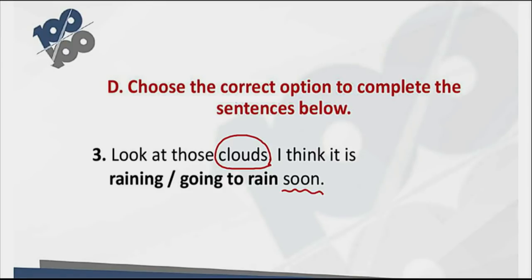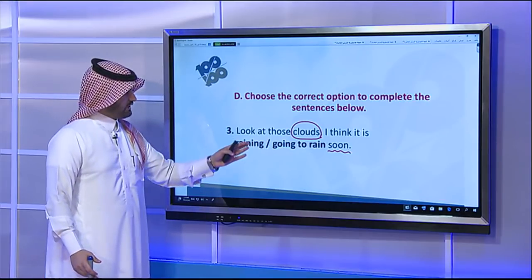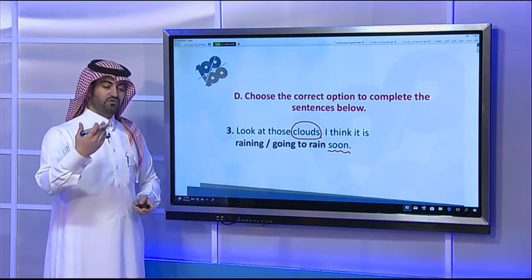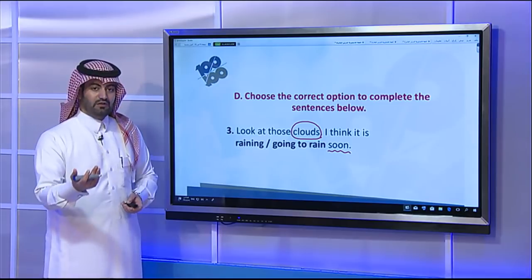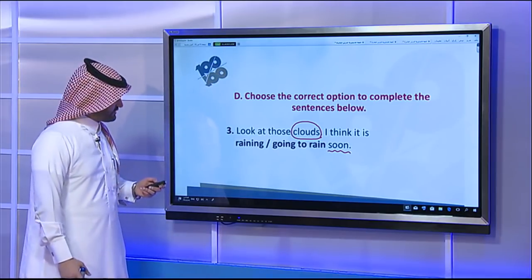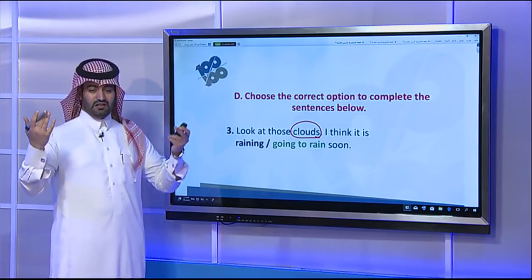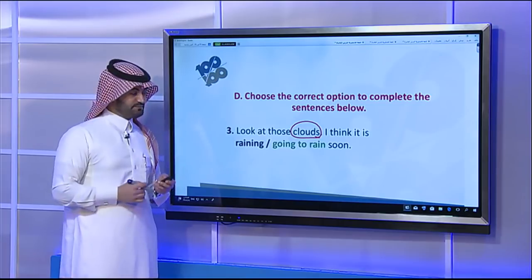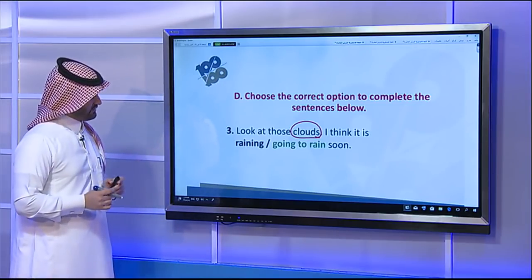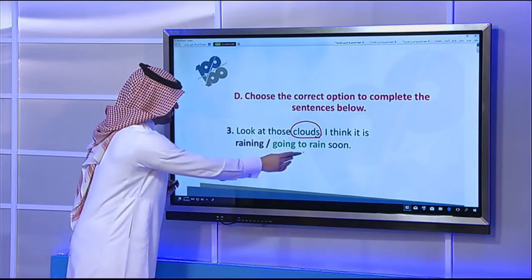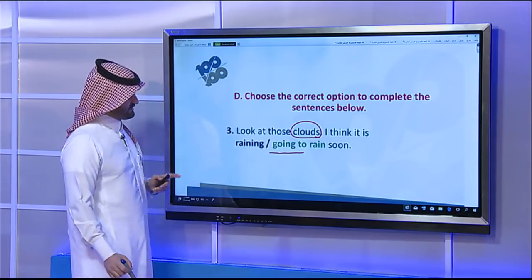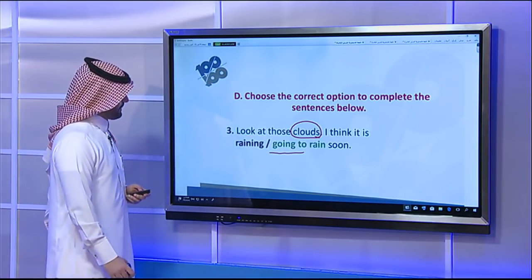So we use going to rain because we use going to to predict something that will happen in the future, but with evidence. Okay? Our evidence is the clouds. Look at the clouds. It's cloudy weather. I think it's going to rain. I cannot say it's raining. When I say it's raining, it's happening now. But here, it is a prediction. Going to, we use for prediction based on evidence. This is the evidence: clouds.